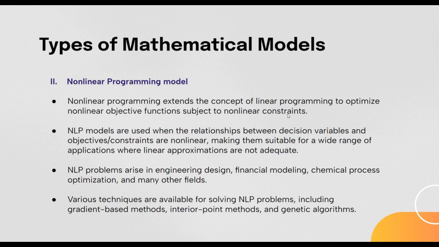The nonlinear models are basically the opposite of linear programming because they extend the concept of linear programming to optimize. अब इसमें जो problems linear programming से solve नहीं हो सकती, वो फिर हम non-linear programming models के through solve करते हैं. They are used when the relationship between decision variables and objective constraints is non-linear. So basically जो रियल वर्ल्ड में हमारी प्रॉब्लम होती है, they are not always linear. तो these non-linear programming models are very useful.